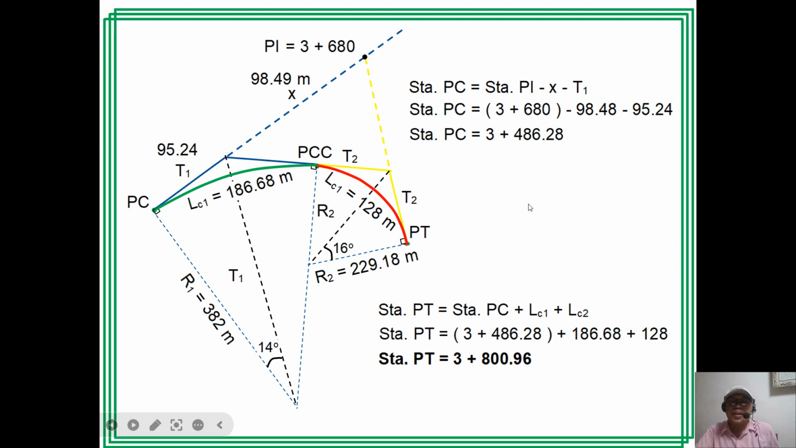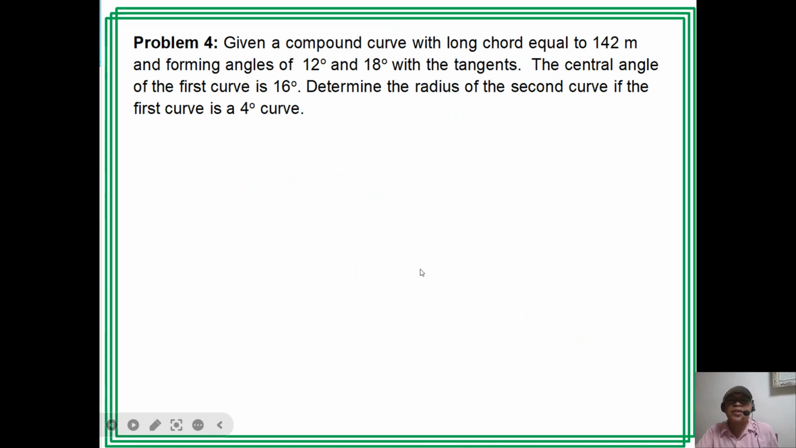Okay, so compound curve na. Last problem for compound curve. Given a compound curve with long chord equal to 142 meters and forming angles of 12 degrees and 18 degrees with the tangents. The central angle of the first curve is 16 degrees. Determine the radius of the second curve if the first curve is a 4-degree curve.